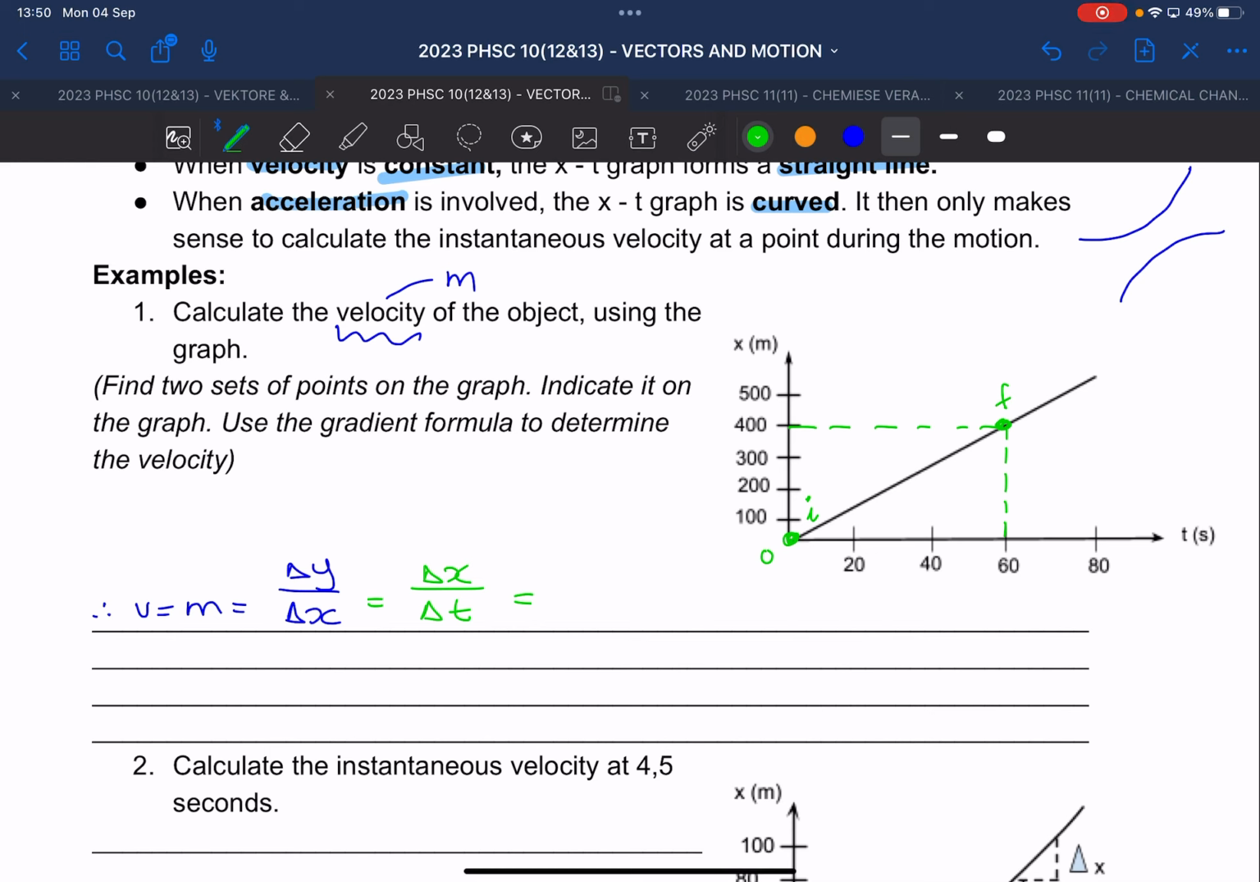So we have there the change in x, so we're going to say 400 minus 0 over the change in time, 60 minus 0, because it's final minus initial. So the change in x, you're going to say that's 400 minus 0. You must fill in the 0. And on the time axis, we have 60 minus 0. And then I want you to quickly calculate that, please.